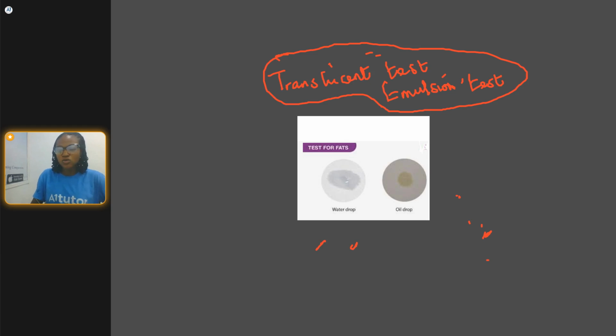For instance, glucose is one of the examples of reducing sugar, and we made use of Benedict's solution. If you have any question, you can send it using the chat box, so we answer them together. We have some questions under the topic. I'm going to be sending the questions one after the other, so you can have an idea of how the questions come.